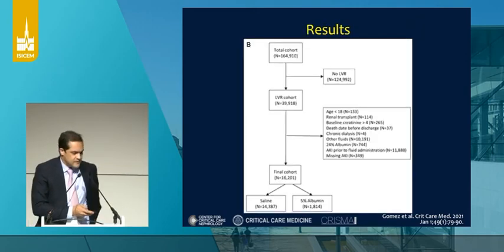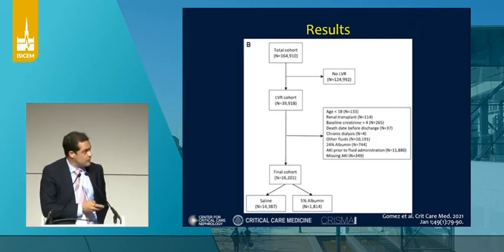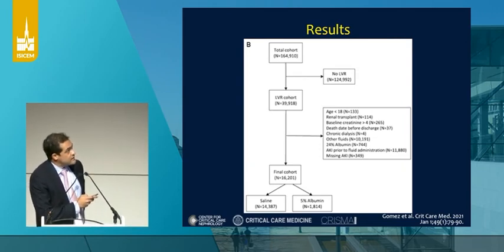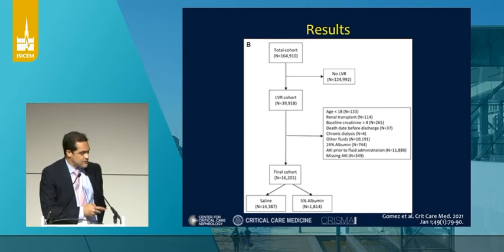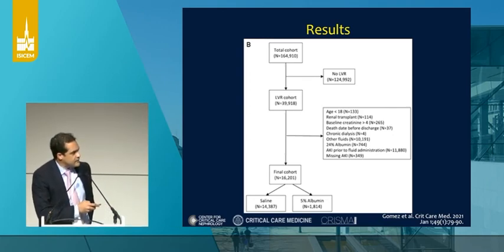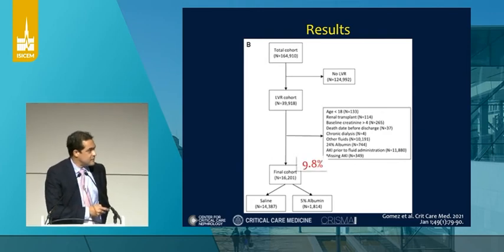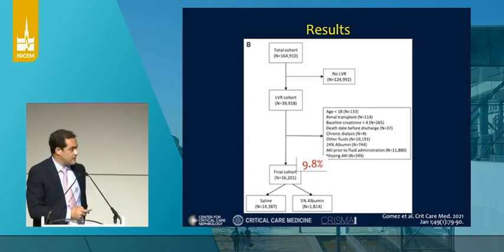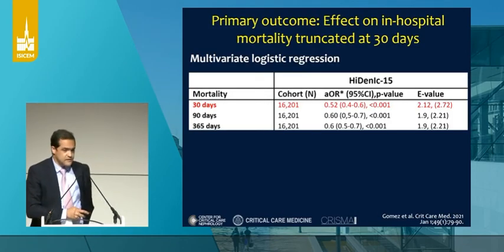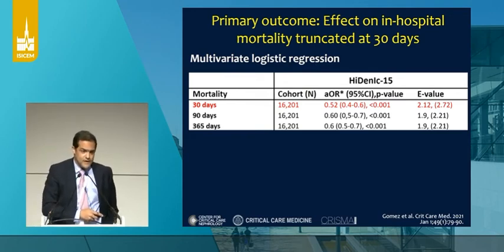This is our consort diagram. From 164,000 patients, we decreased it to a final cohort of about 16,000 patients, of which a little bit more than 14,000 got saline, and 1,800 received 5% albumin. This cohort, by the way, is about 9.8%, so potentially your patients too, but at least it's real in our institution. So it's a sizable quantity of patients.